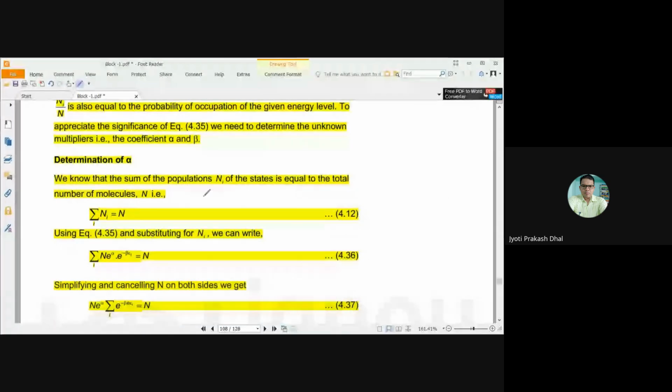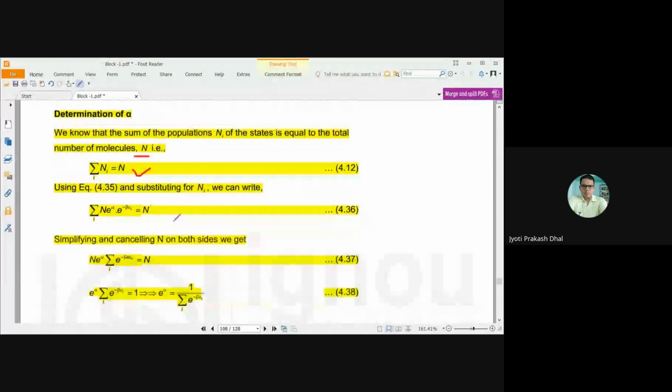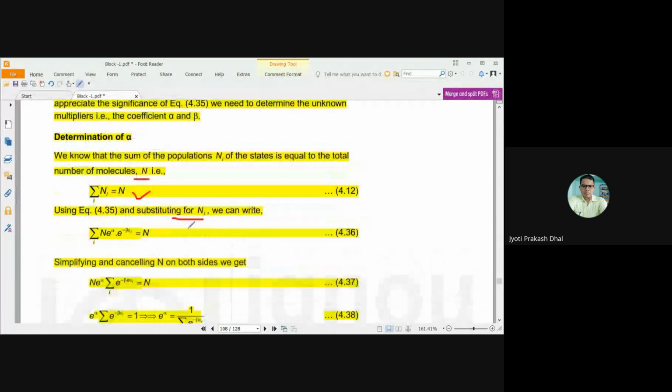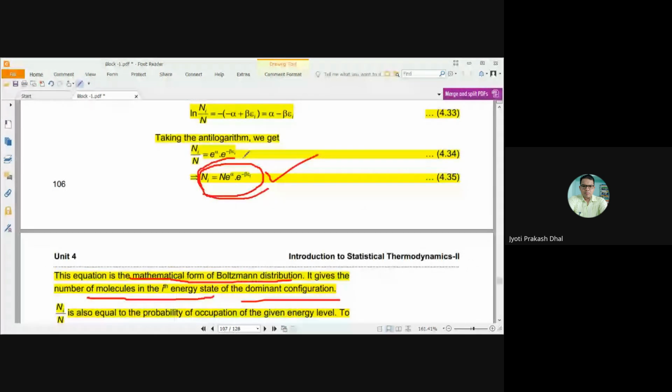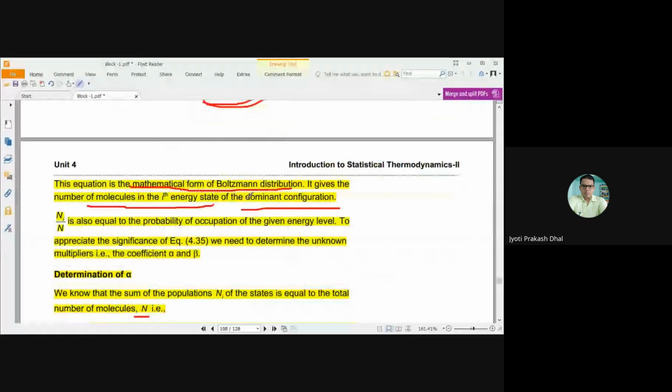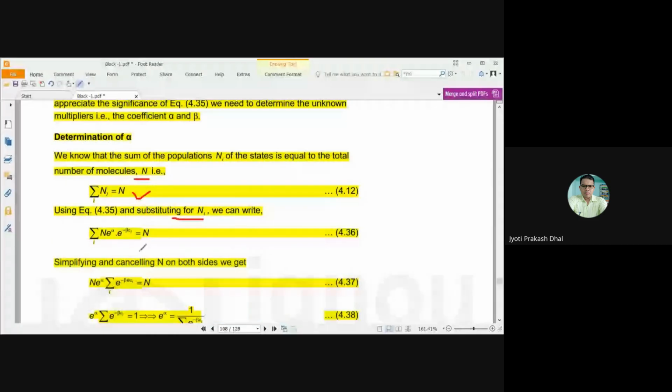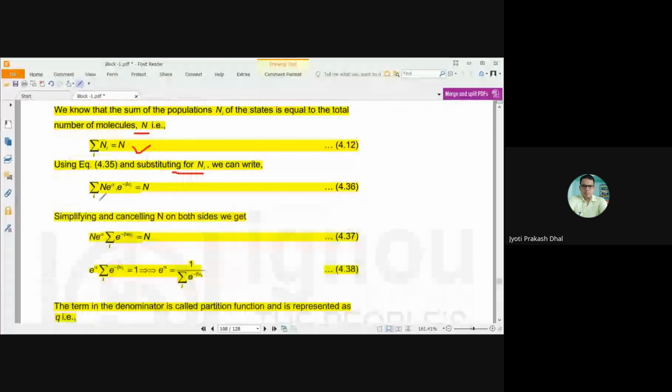We know that the sum of the populations Ni of the states equals the total number of molecules N. That means summation of Ni equals N. And again, using equation 35 and substituting the value of Ni, we can write summation of n e to the power alpha into e to the power minus beta epsilon j equals n.